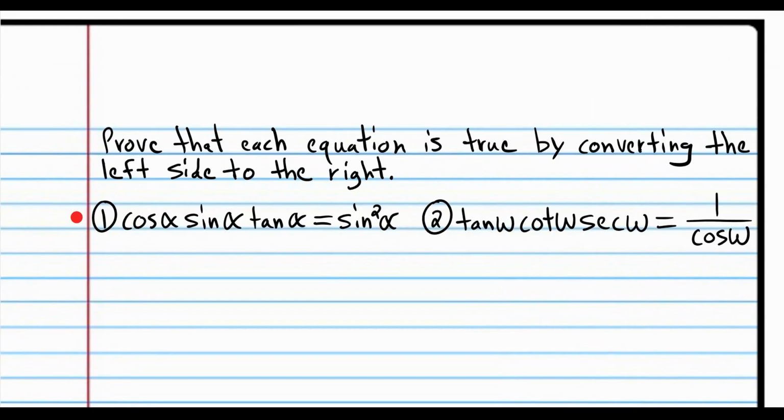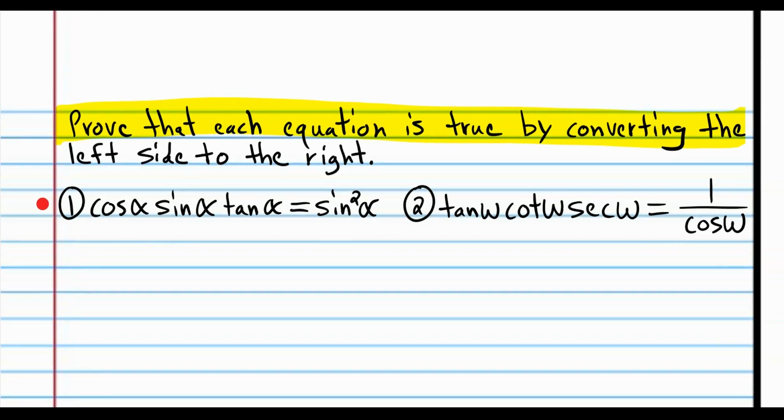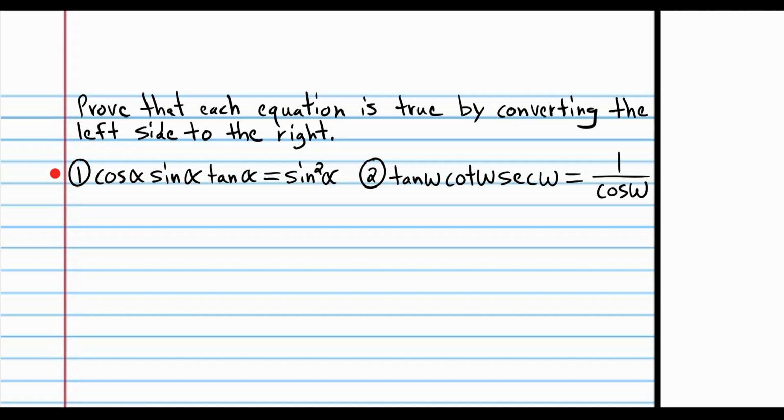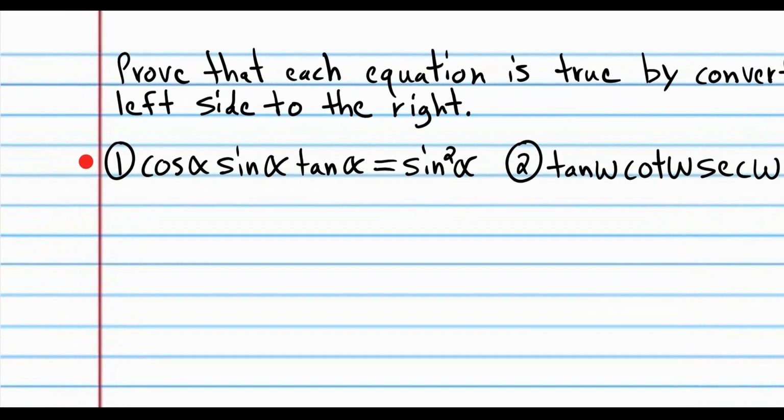Today we're going to do something similar, but what's different with today's lesson is we have equations, and we're going to simplify expressions in those equations in order to show that the equations are true. So it's very similar to what we did in the previous class. And it says here, prove that each equation is true by converting the left side to the right. So I'm going to make things easy for you. Just tell you to start on the left side. So let's demonstrate what we are going to do here.